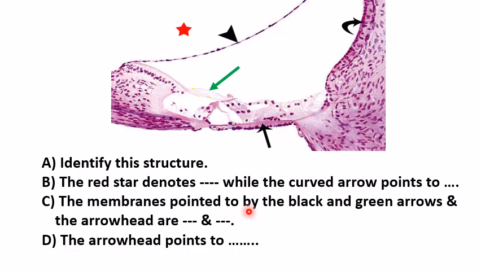Again, dear students, this is the organ of Corti. Here is the vestibular membrane, and this is the basilar membrane. Here is the red star, scala vestibuli. Here is scala tympani, and here is the scala media of the cochlear duct, and this is the stria vascularis. Which is outer, which is inner? Look here, I can see the three rows of cells, so this is outer and this is inner. The green arrow points to the tectorial membrane.